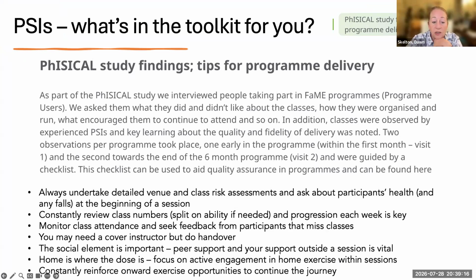So the importance of undertaking detailed venue and class risk assessments, asking about participants' health and any falls at the beginning of a session. To constantly review your class numbers based on your risk assessments and the people you have in your sessions. And it may be you need to split on ability and have two different levels of class. And it may be that helps your progression, because if you've got big classes with mixed ability, it's almost impossible to tailor and individualize, which is the key part of FaME.